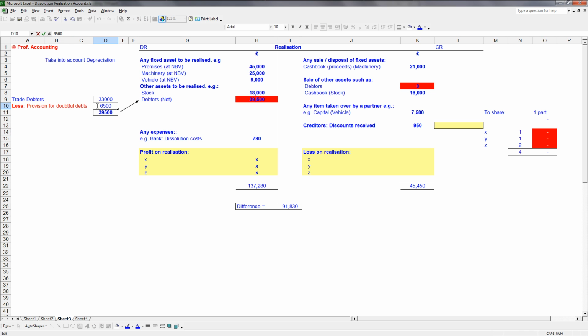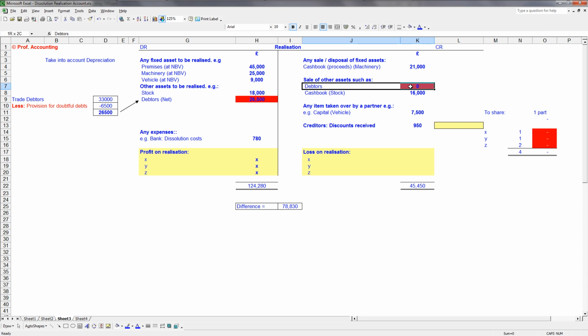What we then do is say, okay, that's the amount of debtors that we should receive, that owe us money, I should say. How much we get from debtors is on the credit side here. So we're typically trying to get £26,500 from debtors. Now that's incredibly difficult to get the amount of money at the point in time we need, because we're realising the account. So we may not get any.